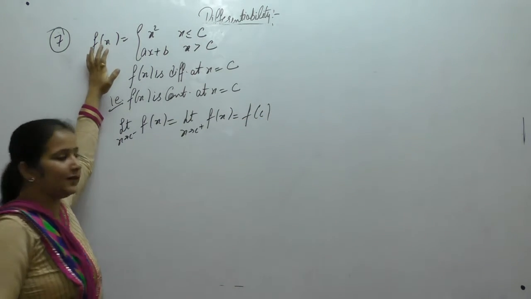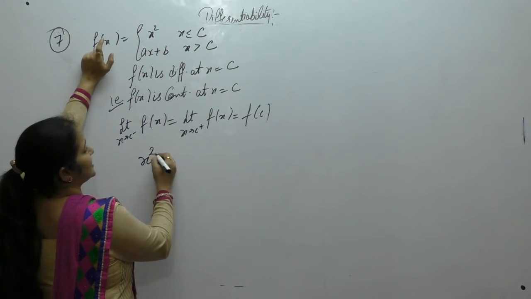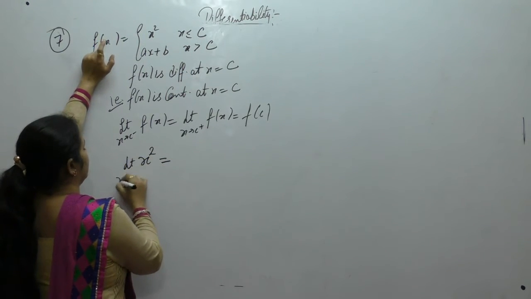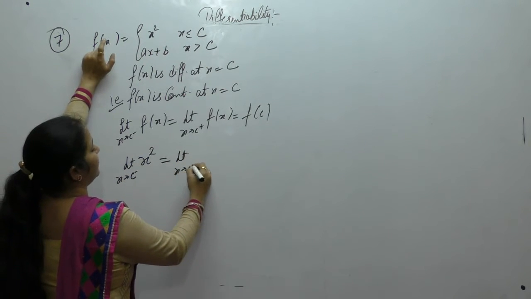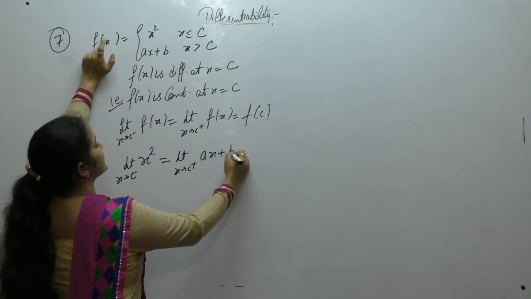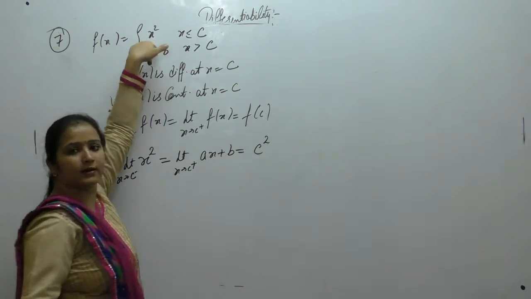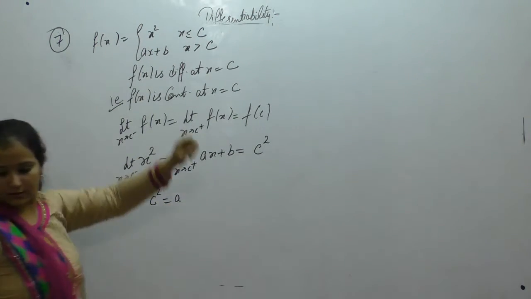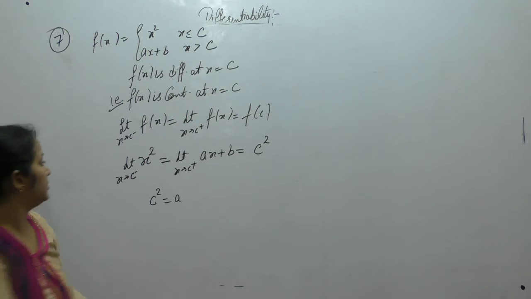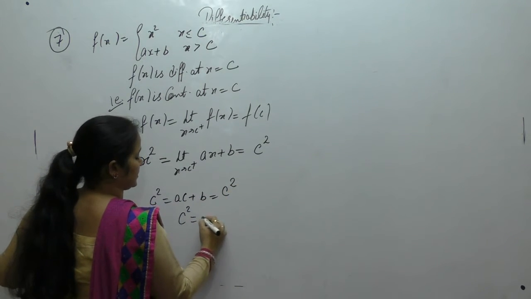function at that point. x tends to c negative, then the value of function is x square. When x tends to c positive, value of the function is ax plus b, and f of c is c square. So what we get? c square is equal to ac plus b is equal to c square.